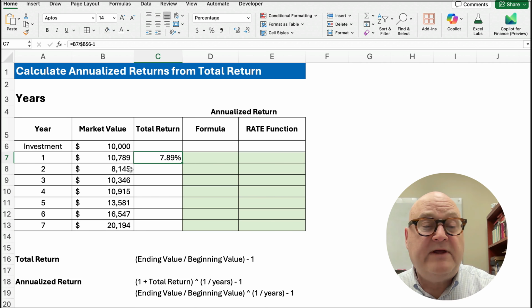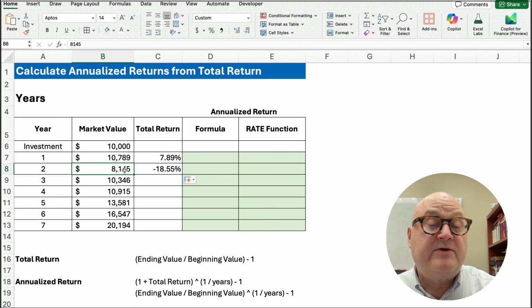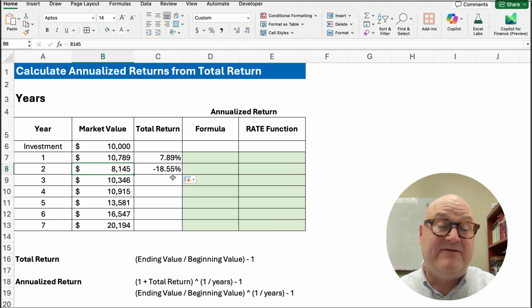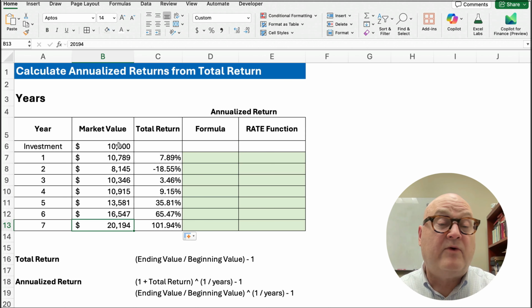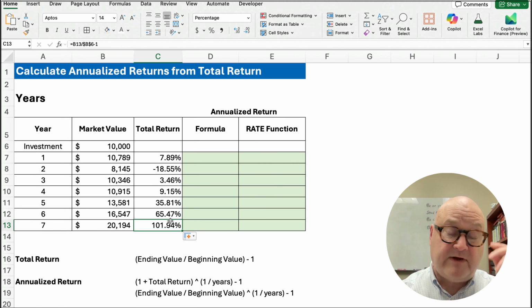Well, what would it be for year two? This is total return, or sometimes called holding period return. So I should be able to just copy it down. I've lost $1,800, right, out of my original 10,000, so I have a negative 18.55% rate of return. And you'll see over time this has grown, so our total return is going to grow all the way until the end. Now, when I go from 10,000 to 20,000, that's a 100% rate of return.